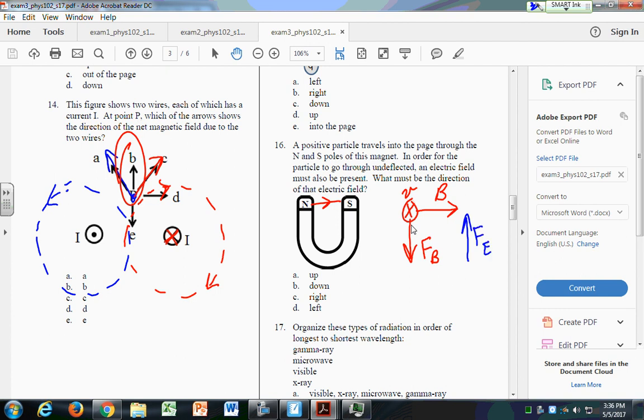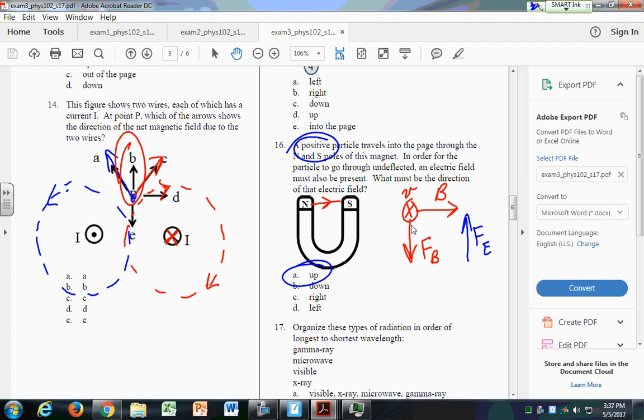Now, if this was a negative particle, it would be opposite the electric field. But because it's a positive particle, the electric field has to be in the same direction as the force. All right, remember, electric fields exert a force that's the same direction that a positive particle would feel. Positive particles feel a force that's in the same direction as the electric field. Okay?